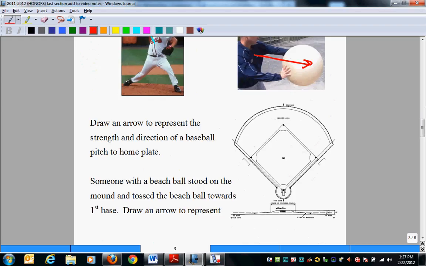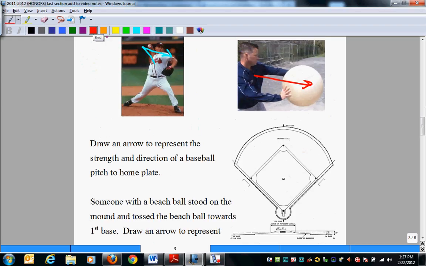For example, imagine you're this baseball player here, baseball pitcher. And it says right here, we want to draw an arrow to represent the strength and direction of a baseball pitched to home plate. So if here's the pitcher, and he pitches to home plate, the direction is going to be the home plate, and he's going to toss it with enough strength to get it over home plate. So the direction would be towards home plate, and the strength, the force, would be enough force to put it over home plate.